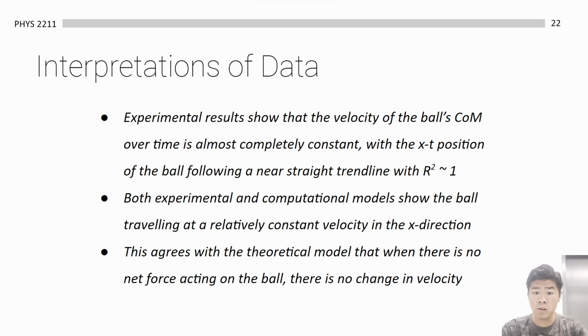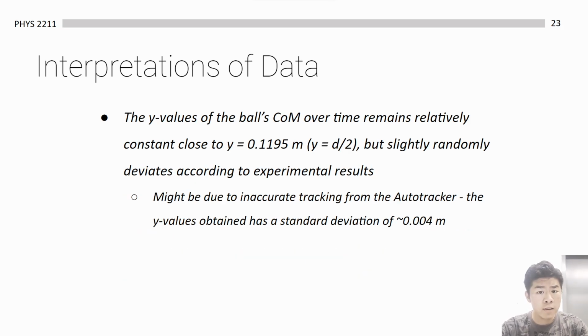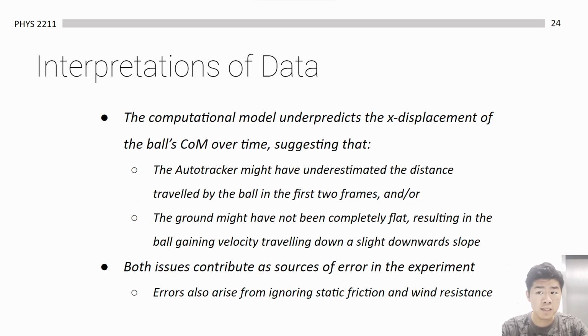So this agrees with the theoretical model that when there is no net force acting on the ball, there is no change in velocity. Additionally, we find that the y value of the ball's center of mass over time remains relatively close, but sometimes might deviate slightly. This might be due to inaccuracies from the auto tracker, and the computational model underpredicts the x displacement of the ball's center of mass over time, which might suggest that the auto tracker underestimates the distance traveled by the ball in the first two frames, or that the ground might not be perfectly flat. So these two issues both might contribute as sources of error.